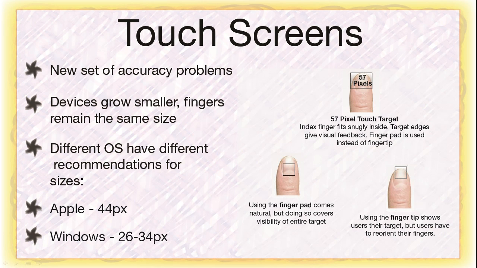The emerging ubiquity of touchscreens is causing a new set of accuracy problems. While devices and screens are growing smaller and smaller, our input devices, or our fingers, are not. Different touchscreen operating systems have different standards for recommended target sizes. These standards help to ensure usability in buttons and links.